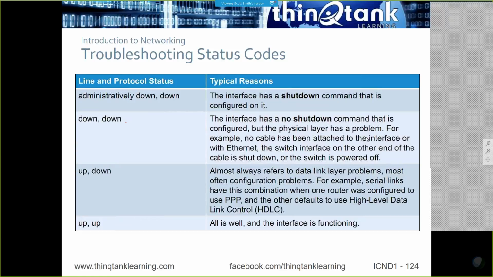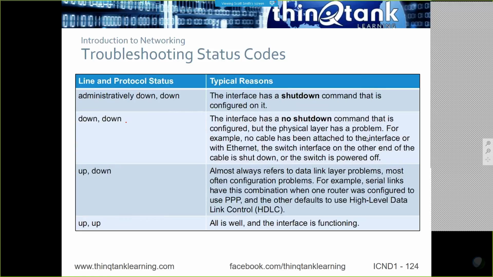Down, we already talked about. That means that there's an issue with layer 1. However, the interface has been enabled, because I don't see administratively down, I just see down. All right? So if I see a status of down, I'm going to troubleshoot layer 1. There's absolutely no reason to start troubleshooting layer 3 or layer 4, application layer, or layer 2. Until I can get layer 1 working, nothing else is going to work.